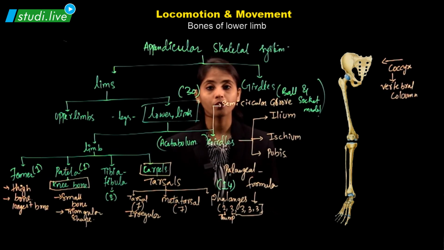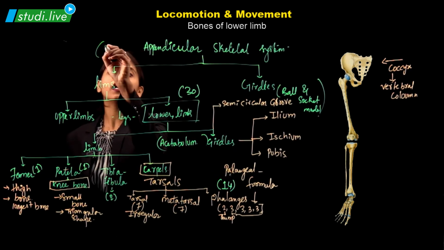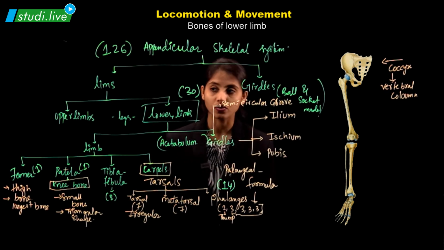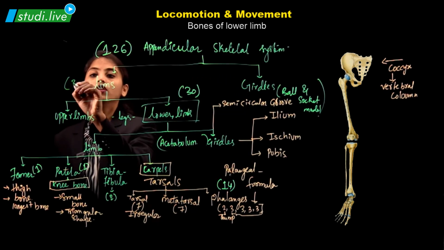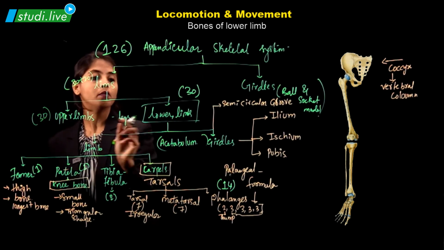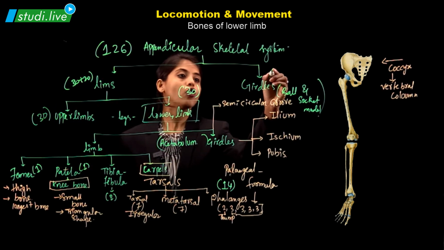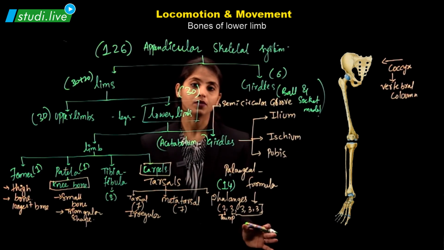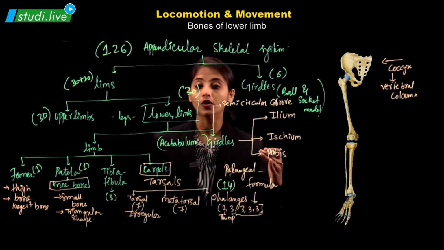And then we have the girdle bones, which with the entire appendicular system is made up of 126 bones, that is 30 upper limb and 30 lower limb, followed by the 6 girdles. That's all for this concept of bones of lower limbs.